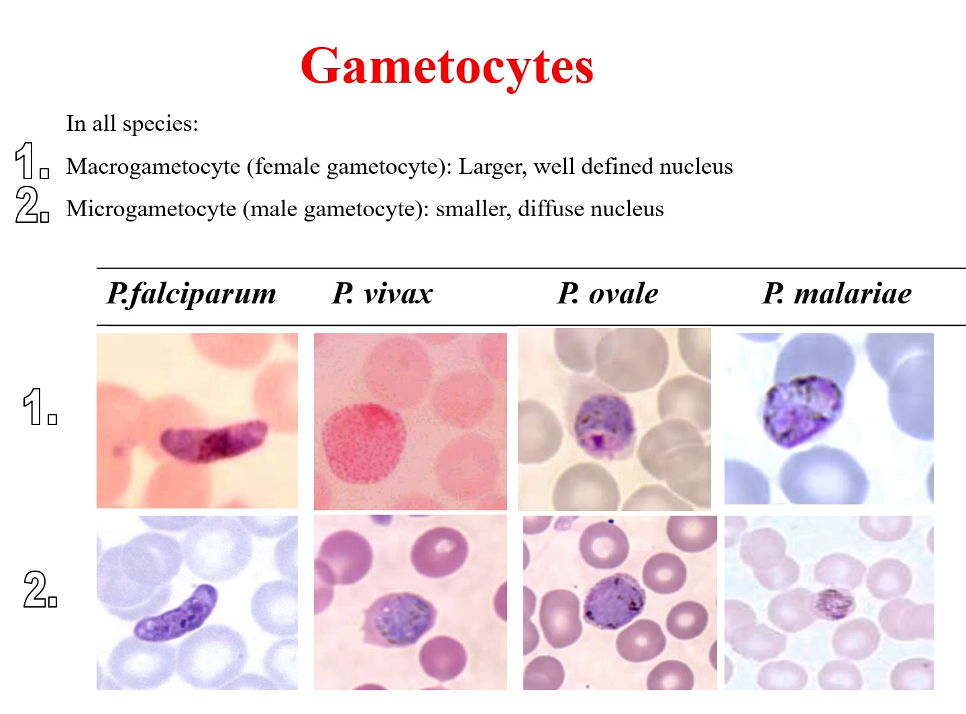Now, if we look under the microscope on a blood smear of any of these gametocytes, in case of vivax, ovale, and malariae, we cannot have a conclusion because all of them look similar under the microscope. However, in case of Plasmodium falciparum, these gametocytes have a crescent-like shape and can be conclusive.